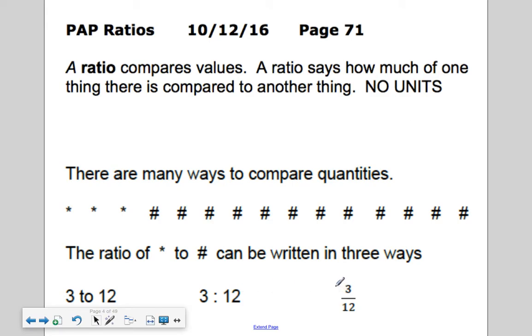Or you could write it in a fractional form, 3 asterisks to 12 number symbols. So these are the 3 ways you can write a ratio. I personally mostly write it in the fractional form, and I like this one. I sometimes use this one. But they're all ratios. They're all equivalent.